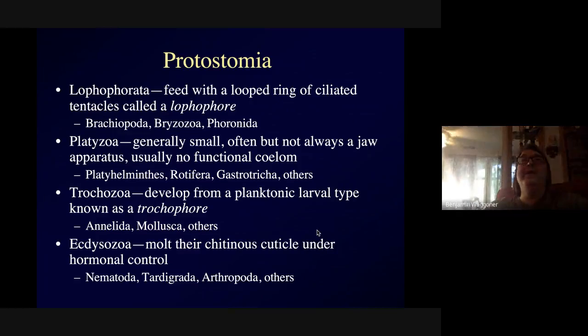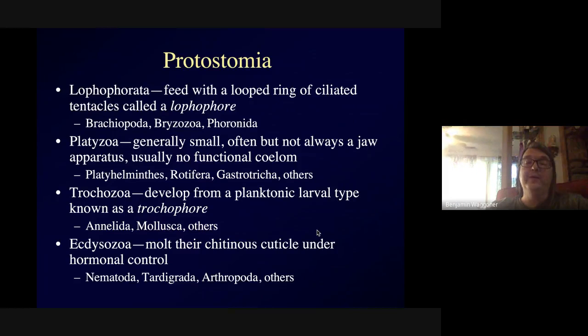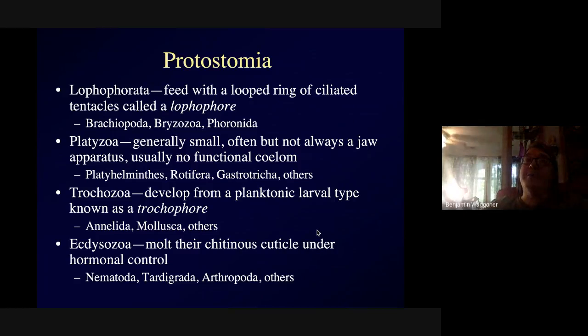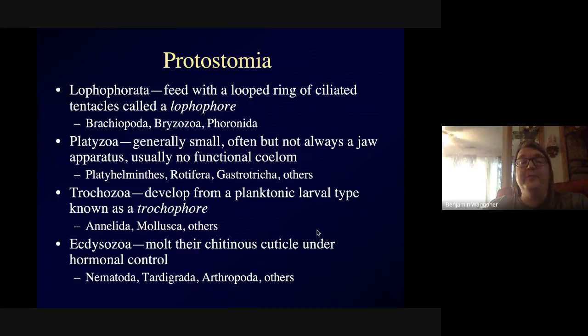But yeah, you know that arthropods, like insects, molt their cuticle, and this is done under the control of steroid hormones. All arthropods do this, not just insects, but crustaceans and spiders and such. Roundworms do this, and some other phyla, including the coolest phylum of all, the tardigrada, my personal favorite.